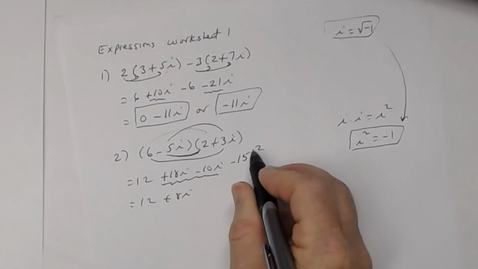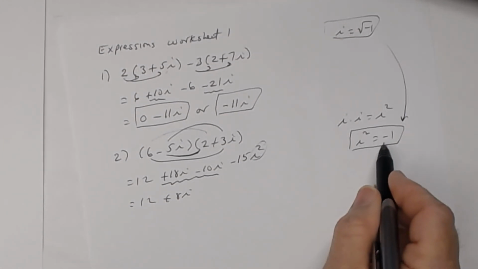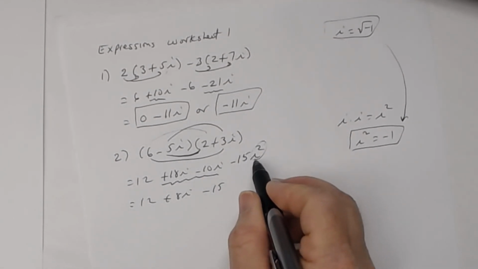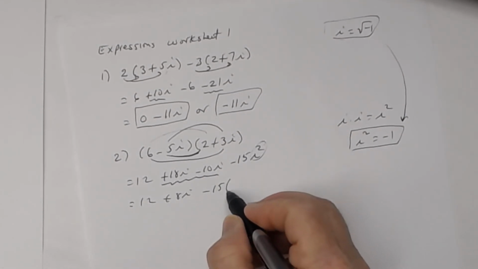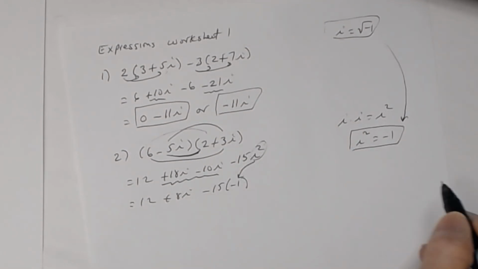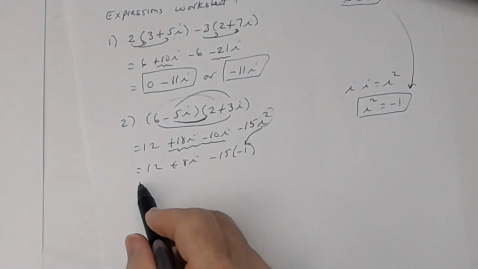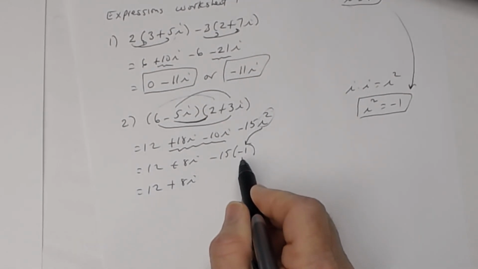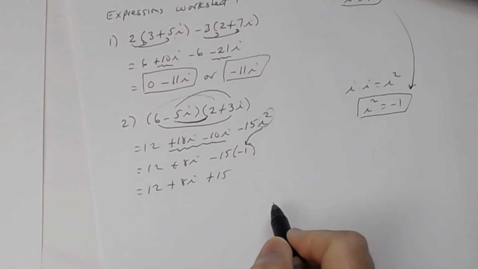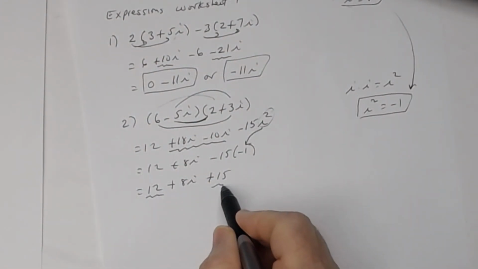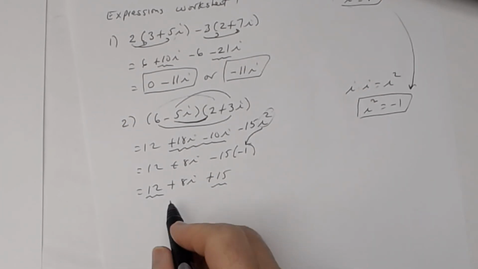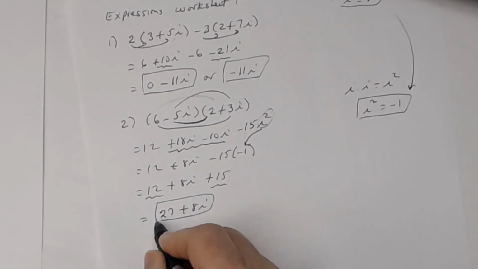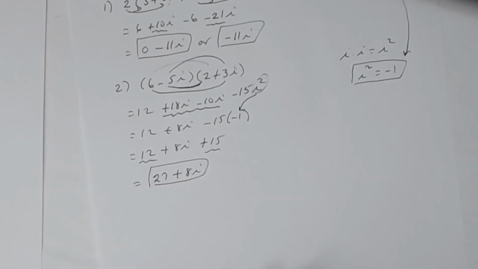Now right here, you want to rewrite that i squared using negative 1. This says negative 15 times i squared, and i squared is a negative 1, so this becomes 12 plus 8i, and a negative 15 times a negative 1 is a positive 15. Combining like terms, I can combine those constants: 12 and 15 is 27, so I get 27 plus 8i. And that is the answer to number 2.